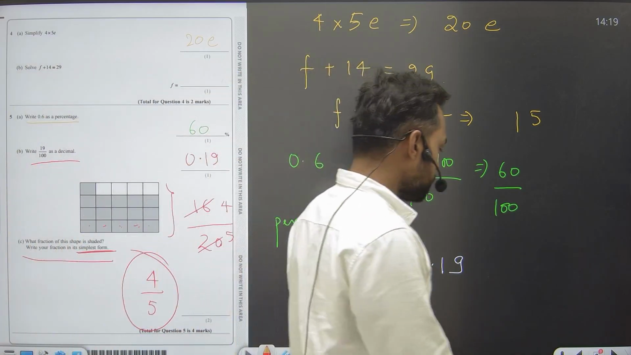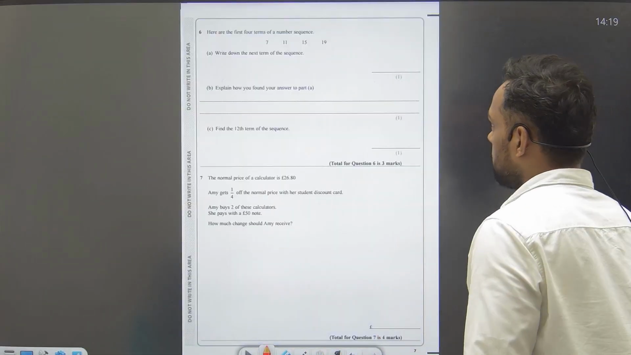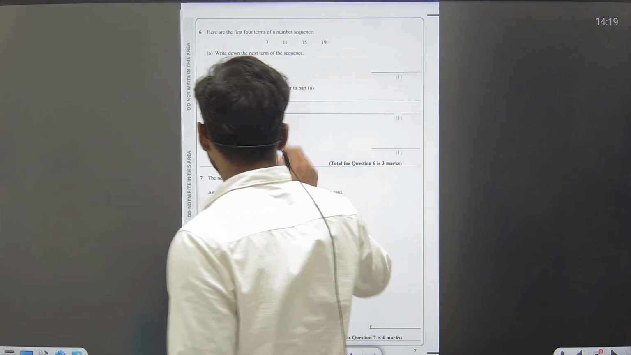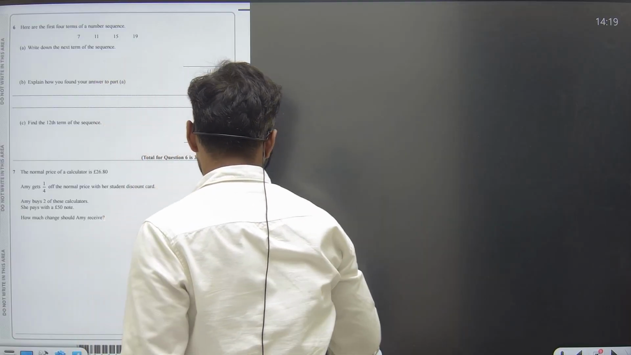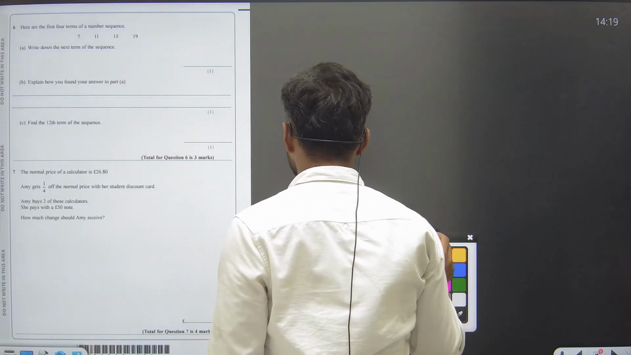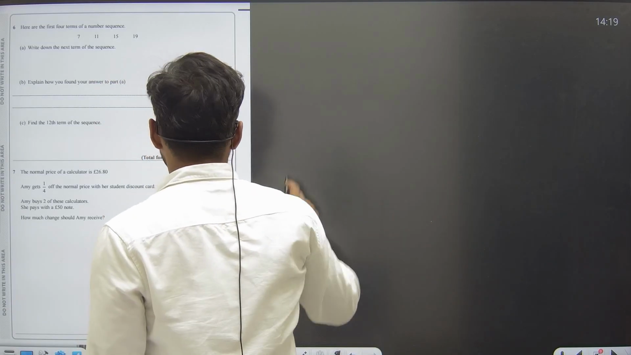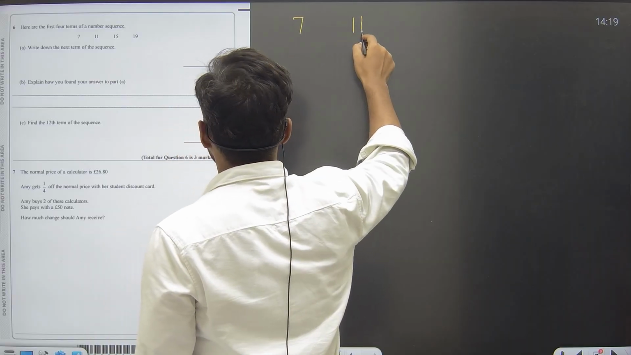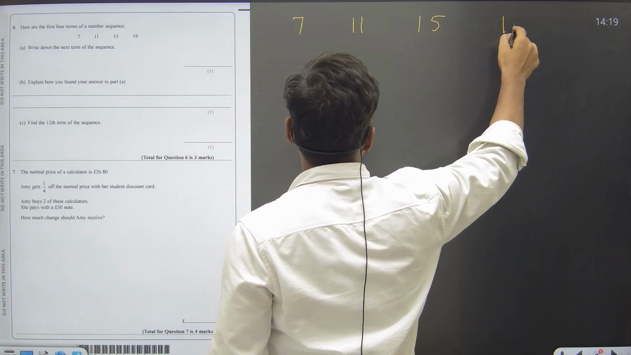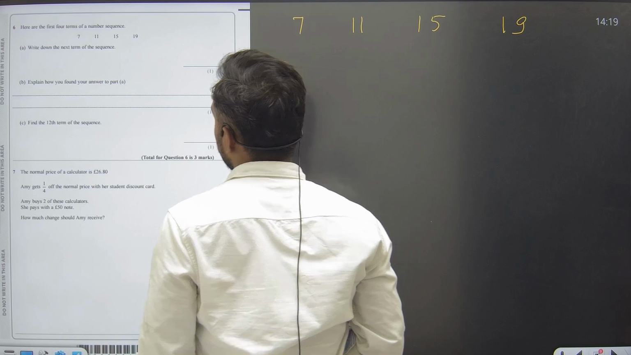Okay, here are the first 4 numbers of the sequence. Write down the next term of the sequence. Okay, 7, 11, 15 and 19. This is the sequence they have given.